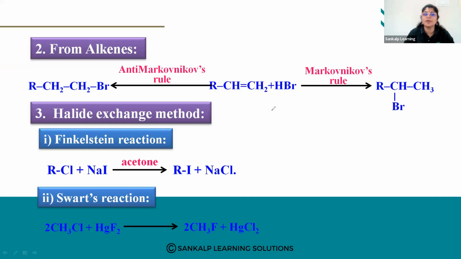So now we are going to prepare alkyl halides from alkenes. The alkenes which we are going to use will be unsymmetrical alkenes. We are going to prepare it from an unsymmetrical alkene. What do you mean by unsymmetrical alkene? I have just explained that.